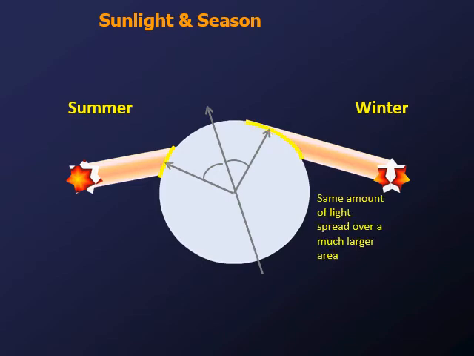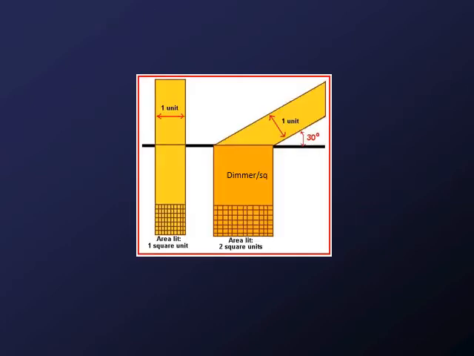Same amount of light spread over a much larger area in the winter. That's why it's cold in the winter. So that little tilt of our axis is pretty amazing, pretty cool. This is another example. You can do this at home.